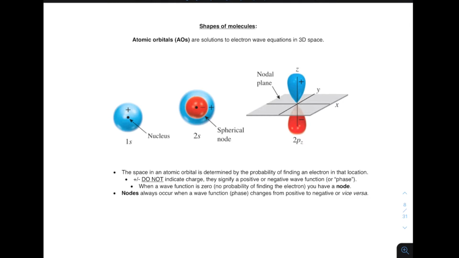Again, we can spend a lot of time talking about this, but it's better suited for a different class like physical chemistry. As I said, nodes always occur when a wave function changes from positive to negative or vice versa, like we can see here with this p orbital.